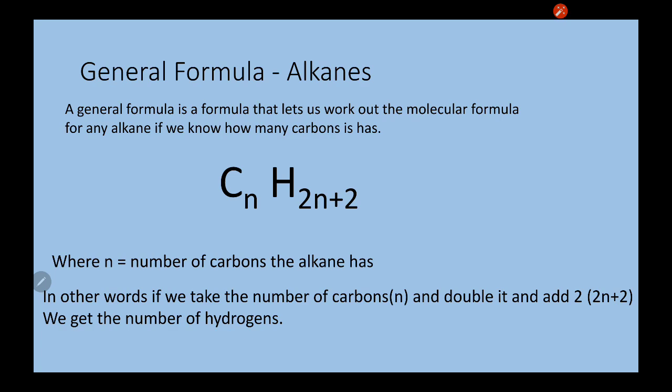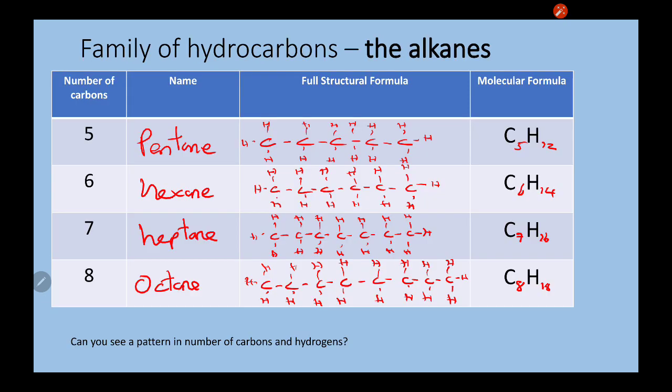Hopefully you spotted a pattern. The pattern that you should have seen is that to work out the number of hydrogens, all you need to do is take the number of carbons that the alkane has, double that, and add 2. I'll go back and show you. If we take pentane, for example, it's 5 carbons. If we double 5, we get 10, and then add 2, 10 plus 2 is 12, and we end up with 12 hydrogens.